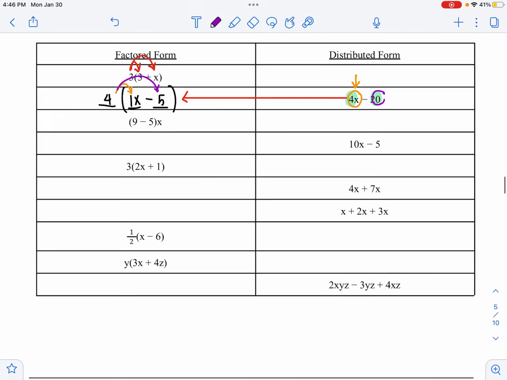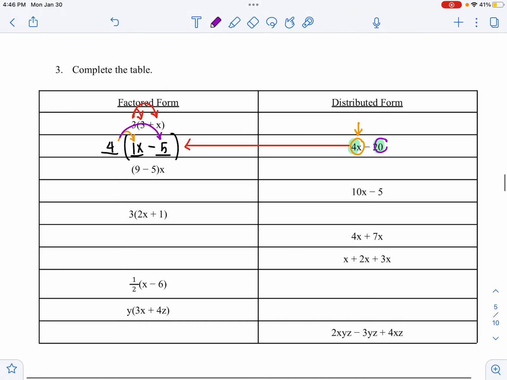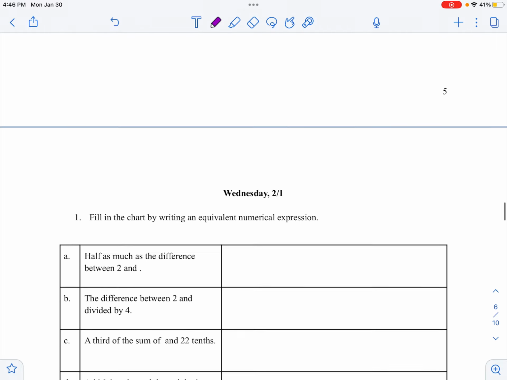Let's take a look at question. Oh, that's it. That's all for Tuesday. So make sure to complete that table thoroughly. I'll move on to Wednesday next. So if you're just here for Tuesday, you can pause now.